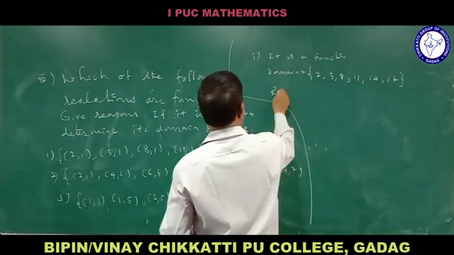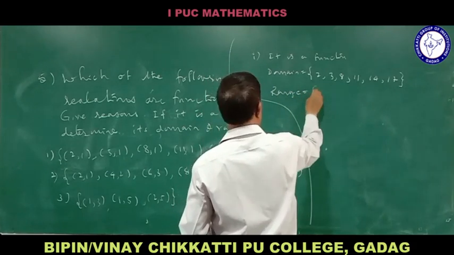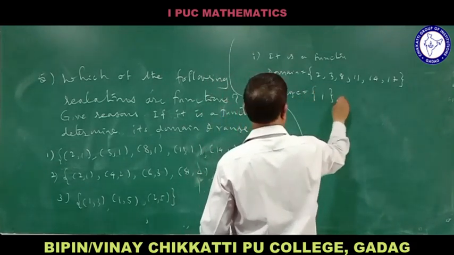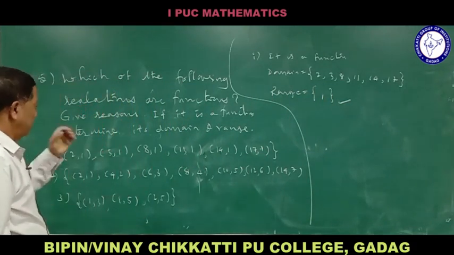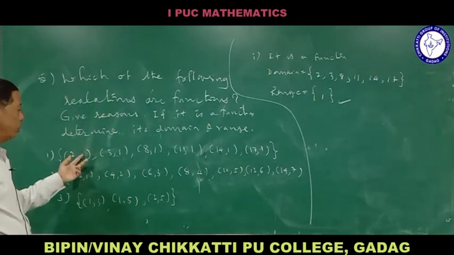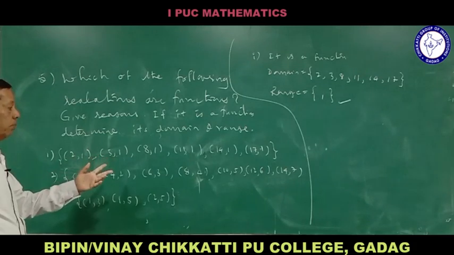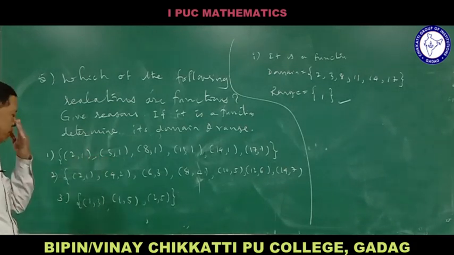And what is the range of this? Range is the second element. The second element is only 1. In all cases 1 is there. So it is a function. Why is it a function? No two distinct ordered pairs have the same first elements.